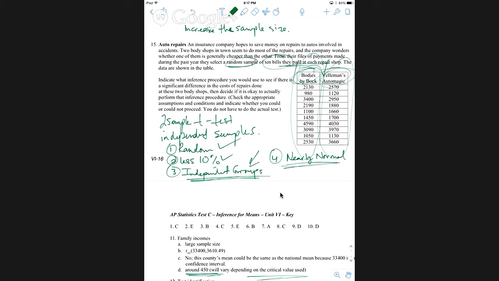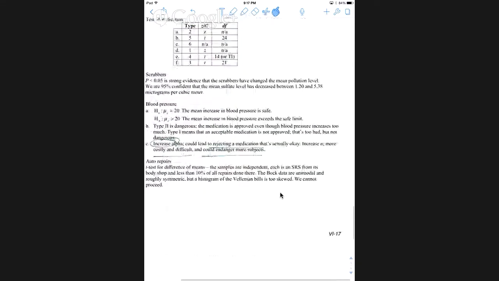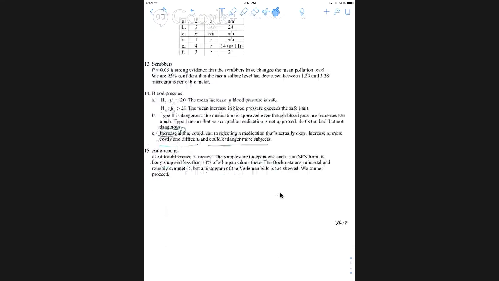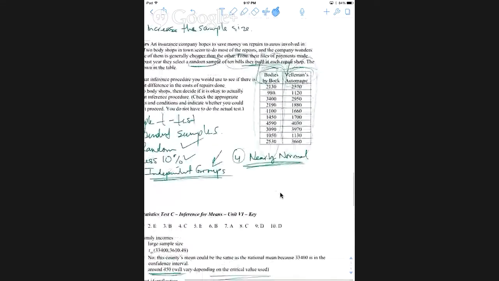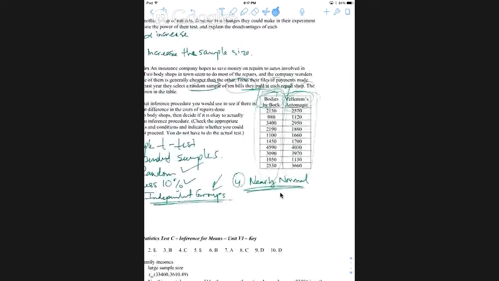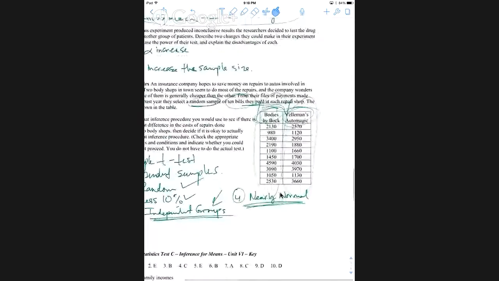Now here's the one you really have to check: nearly normal. Is it going to be nearly normal? Well, you have to put it in the calculator and do a histogram. When you do that, the Bach data are unimodal and roughly symmetric. So the bodies at Bach are going to be unimodal and symmetric, but Velleman's Auto Magic, when you do it out, is going to be skewed.